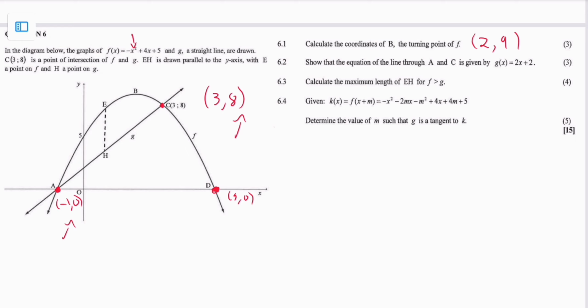Now they say calculate the maximum length of EH for f greater than g. So what are the values of f greater than g? It's these values. Does this highlighter work? No.